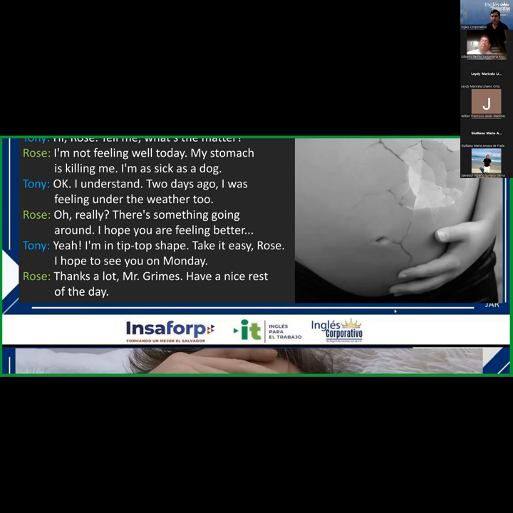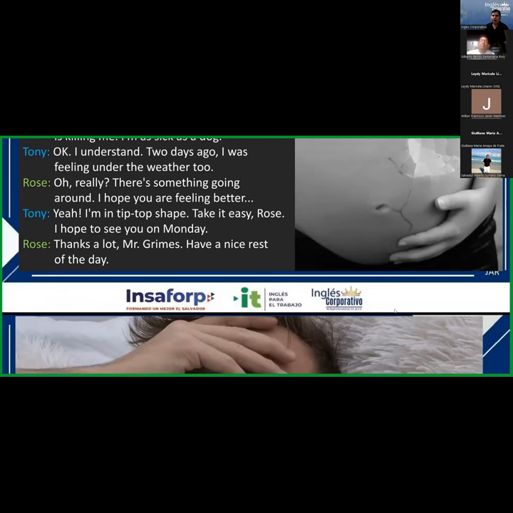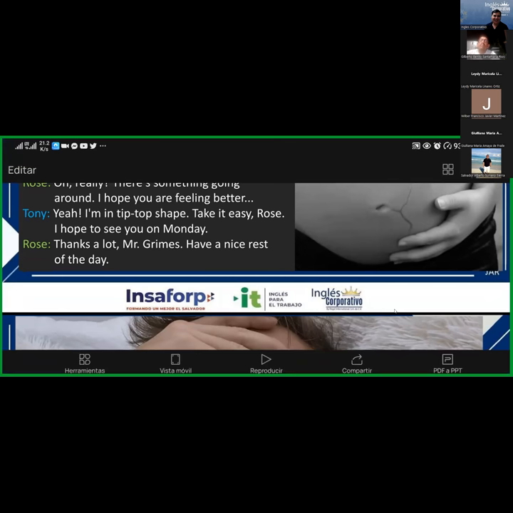In tip top shape. And then he said, tip top shape. He's in tip top shape. What do you mean, tip top shape, teacher? In Spanish, in a very good shape. Muy buena condición. Good shape. You can say only top shape. I'm in top shape.